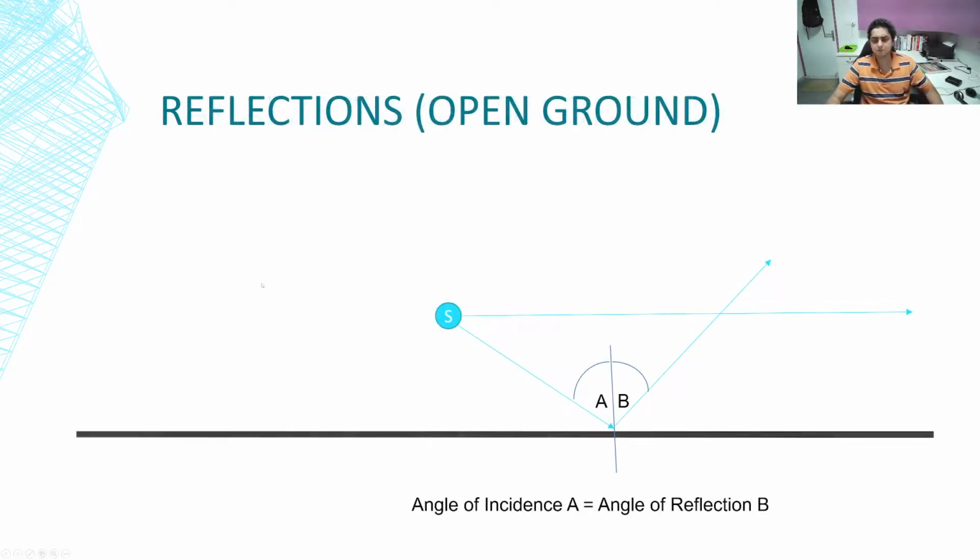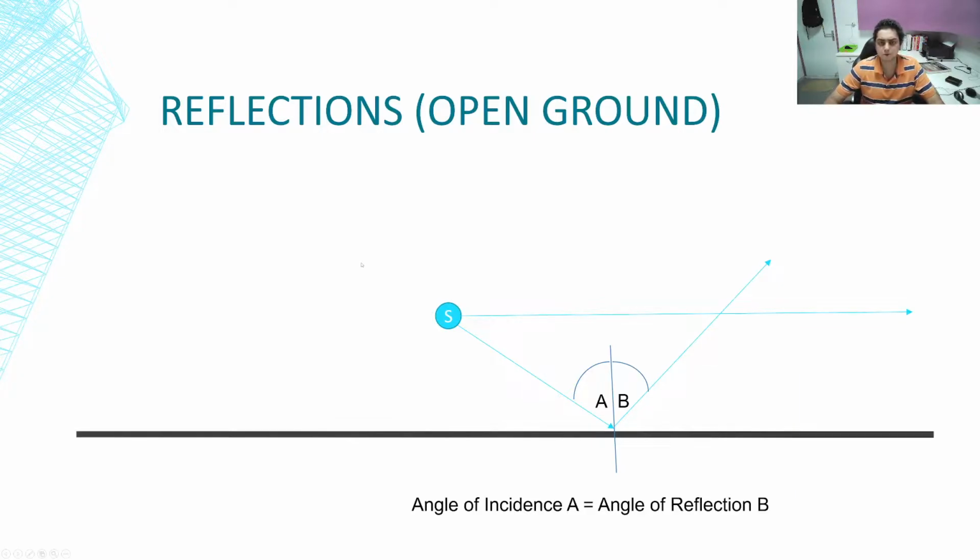So reflections. On a flat ground, or on a flat surface, the angle of incidence of the sound is equal to the angle of reflection of the sound. On open ground, the sound never comes back to the speaker because the sound always moves outwards. This is how reflections work on open ground.